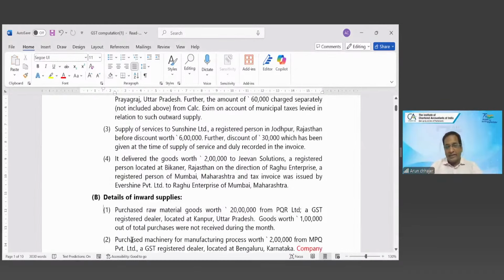Purchase of the raw material from PQR Limited, GST registered at Kanpur, goods worth rupees 1 lakh out of the total purchase was not received during the month. तो अगर goods receive नहीं हुआ तो what is the problem? What do you tell regarding the eligibility of input tax credit? Tell me.